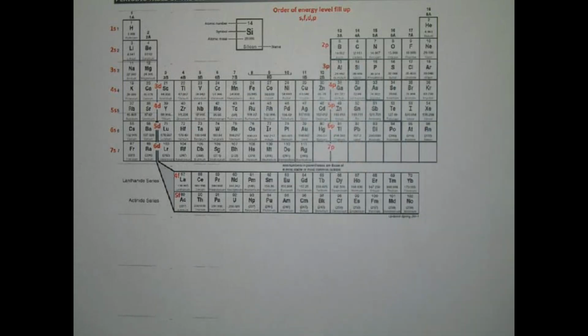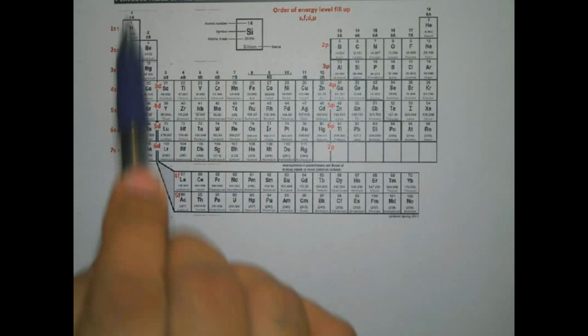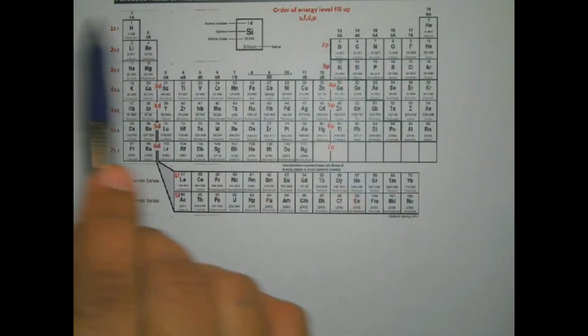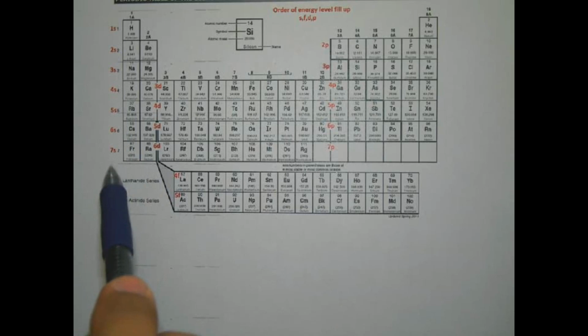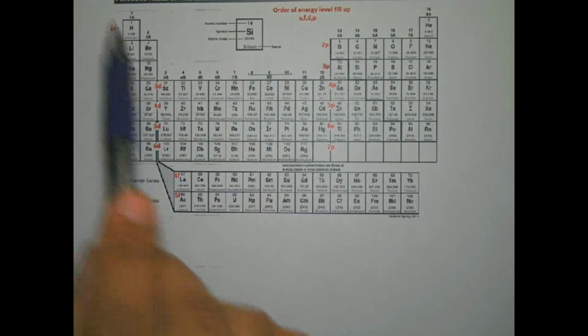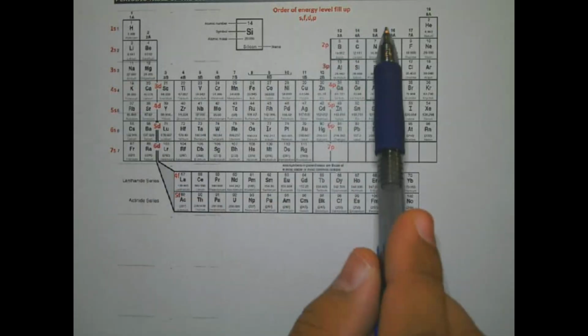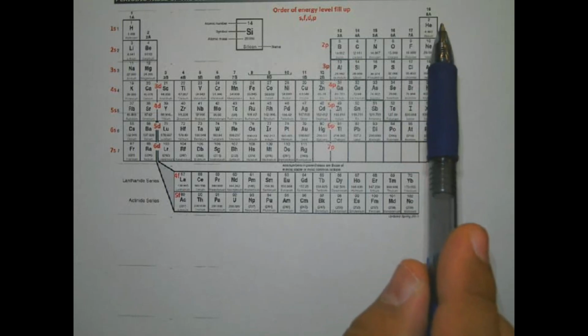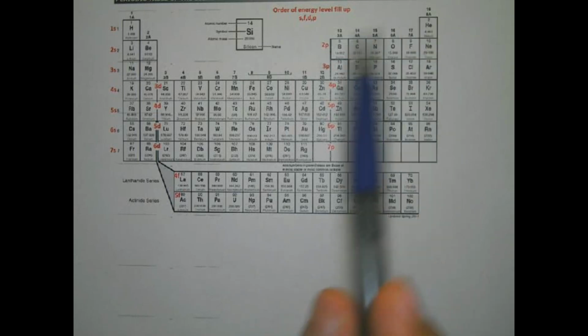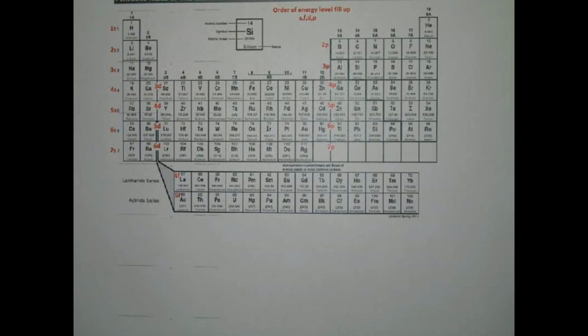Okay? And then last time, we talked about groups and periods, right? We said the groups run up and down, and the periods run left to right. And we learned that as you go down a group, the number of valence electrons stays the same. And as you go across a period, you have the same energy level, but your valence electrons are increasing by 1. Okay? So that brings us today to the periodic family.